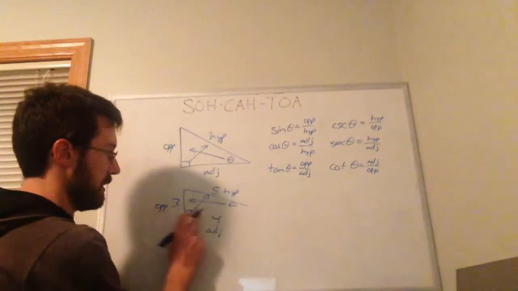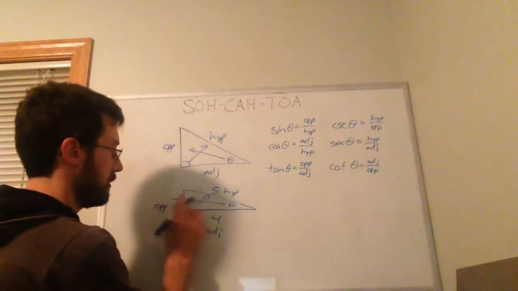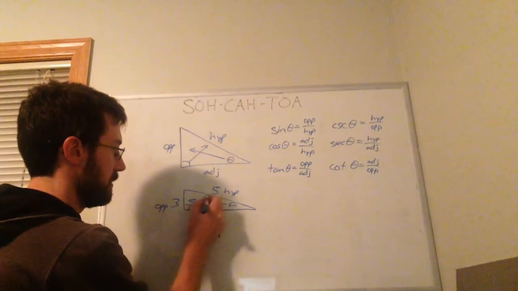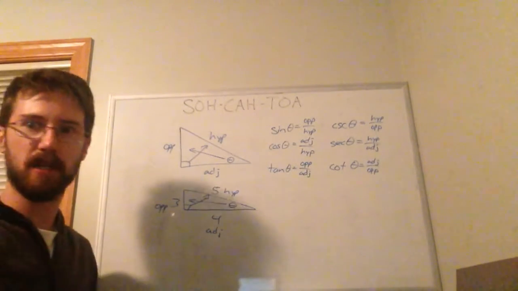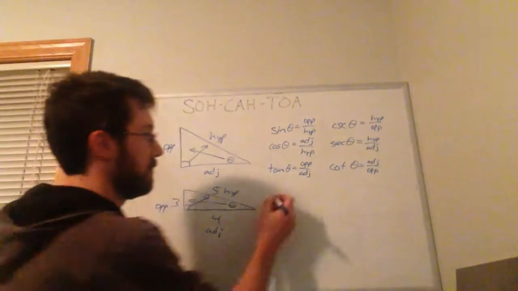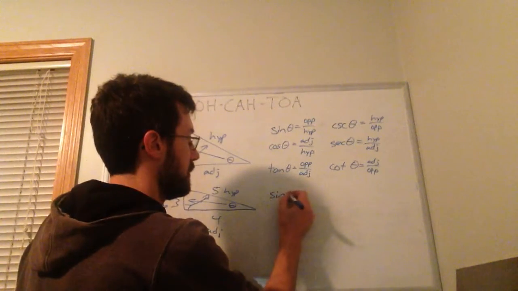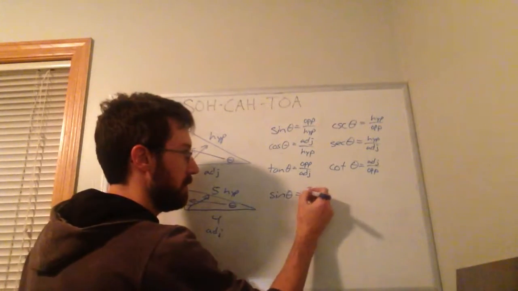Let's maybe try to make this a little more of a right triangle. Make our triangle a little more right. There we go. Something like that. That looks a little bit nicer. Alright, what are my 6 trig ratios here? Well, sine is opposite over hypotenuse, so 3 over 5.